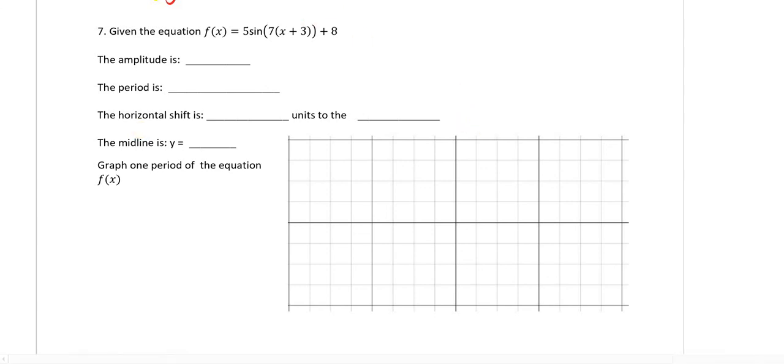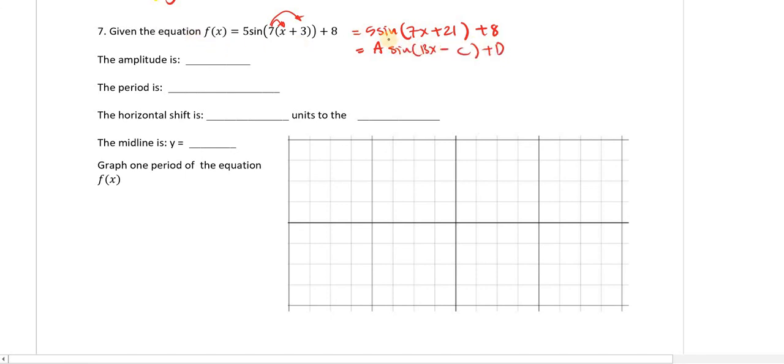Now notice one thing here. Notice how the 7 was pulled out. So if it makes you feel more comfortable, just distribute this back in and you will get 5 sine 7x plus 21, plus 8, because it's easier to compare to the formula we have, which is A sine (Bx minus C) plus D. So the amplitude, we know the amplitude is 5. The period for this function, since we're talking about the sine, it's going to be 2 pi over B, and B in this case is 7.